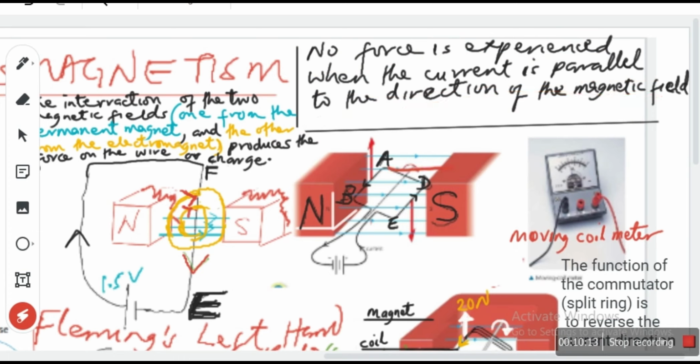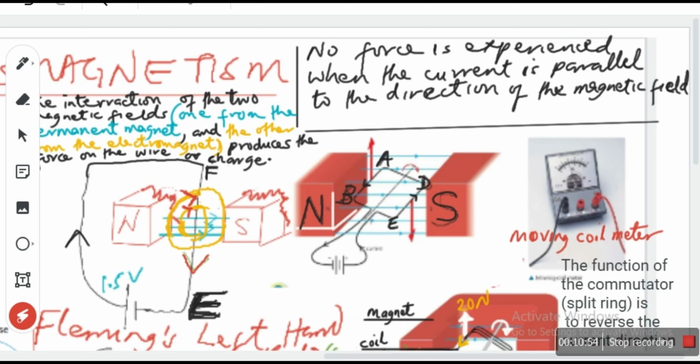Which line shows a current parallel? Something like C to D is in the same axis with the magnetic field. The magnetic field is going from where? Just tell me from left to right, is it not? Left to right. And the alignment of C to D is also from left to right. There's no force along C to D. Why? Because it is parallel to the direction of magnetic field. There's a force between E to D. Why? It's perpendicular to the magnetic field.